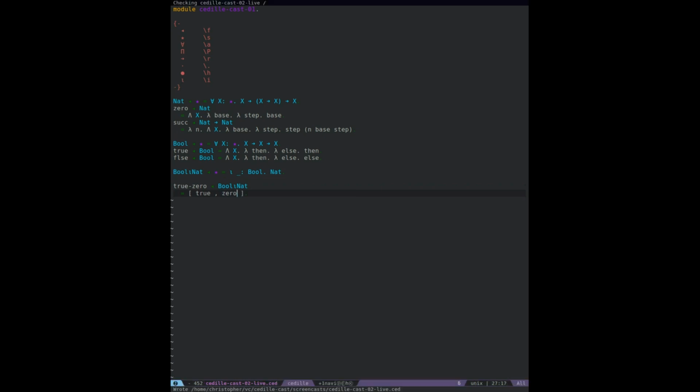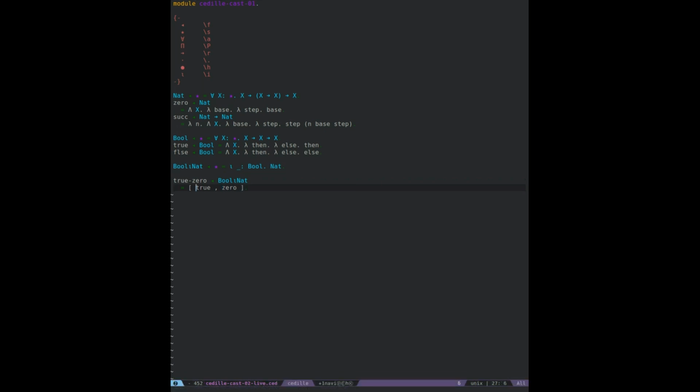Here, 0. So not only must we have that these two components are well typed with respect to the intersection, but furthermore that their erasures are the same. And again, if I say Control I and look at the erasure of true, I get lambda then, lambda else, then. If I say Control I to look at the erasure and normalization of 0, I get lambda base, lambda step, base. And after alpha conversion, these are exactly the same term.